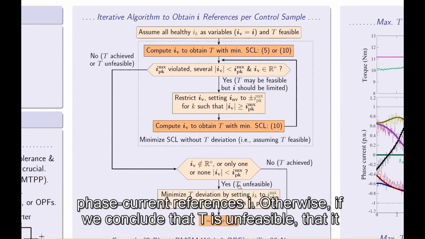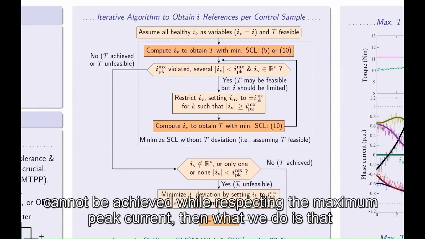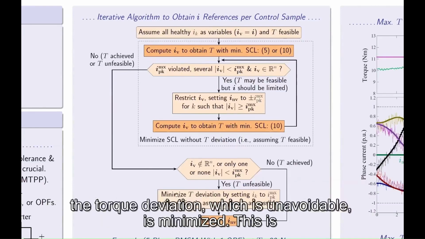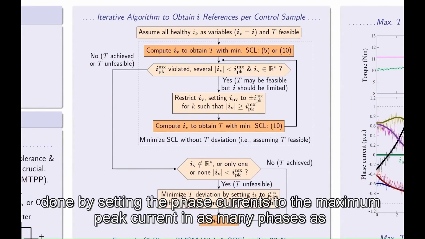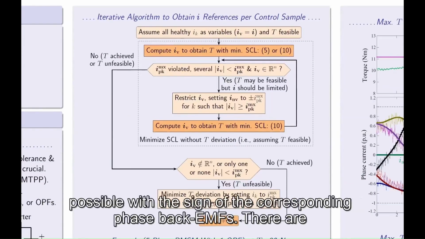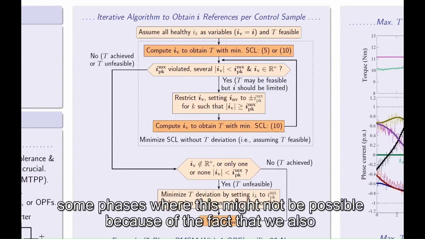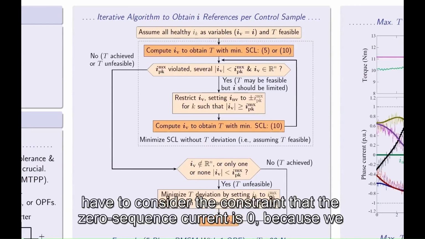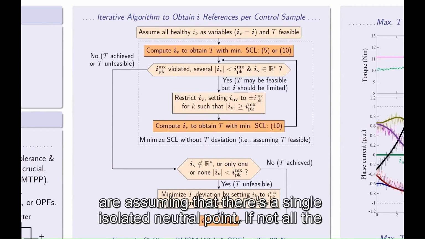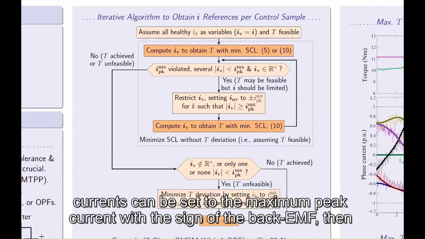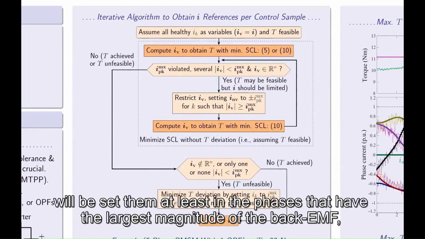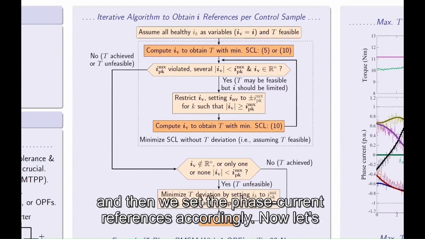Otherwise, if we conclude that T is unfeasible, that it cannot be achieved while respecting the maximum peak current, then the torque deviation, which is unavoidable, is minimized. This is done by setting the phase currents to the maximum peak current in as many phases as possible with the sign of the corresponding phase back EMFs. There are some phases where this might not be possible because we also have to consider the constraint that the zero sequence current is zero, because we are assuming a single isolated neutral point. So if not all the phase currents can be set to the maximum peak current with the sign of the back EMF, then it will be set at least in the phases that have the largest magnitude of the phase back EMF, and then we set the phase current reference accordingly.